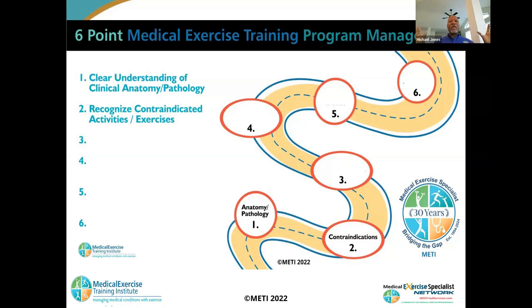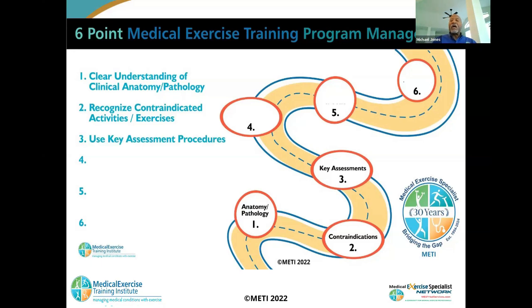You can do anything else, just don't do the contraindicated activities, and make sure you recognize those and note them down, especially if you have other staff members working with you. So number one, understand the clinical anatomy and pathology. Number two, recognize the contraindicated activities and exercises. Number three, understand the key assessment procedures.